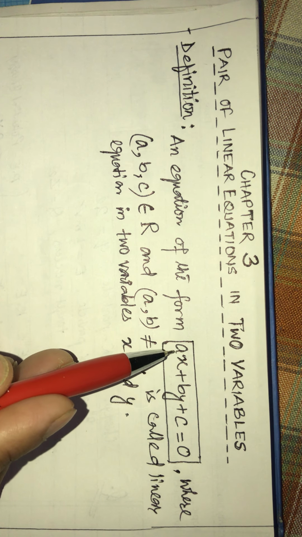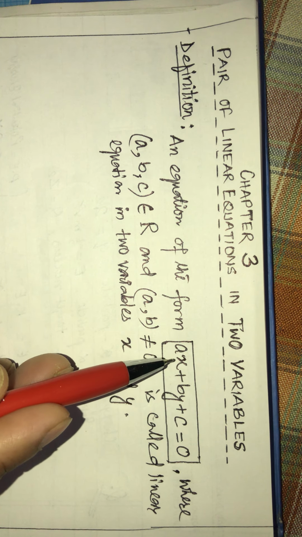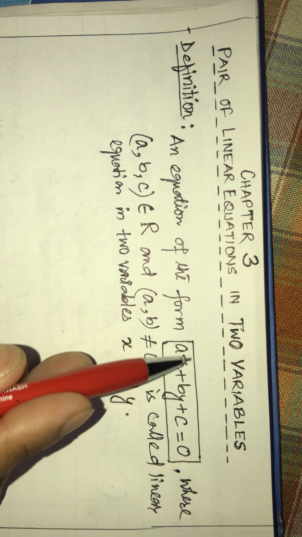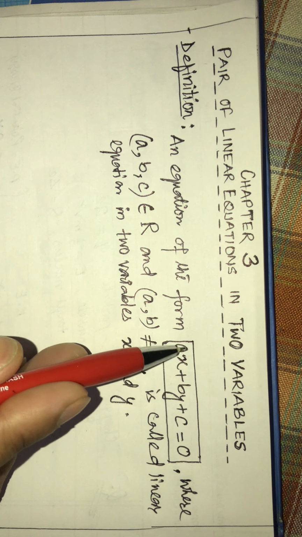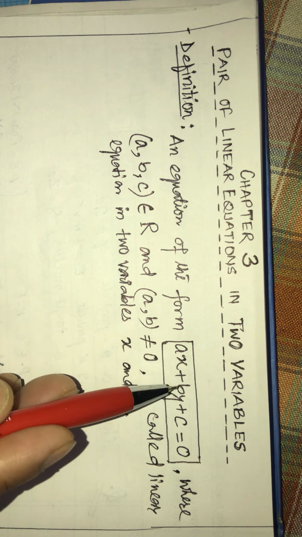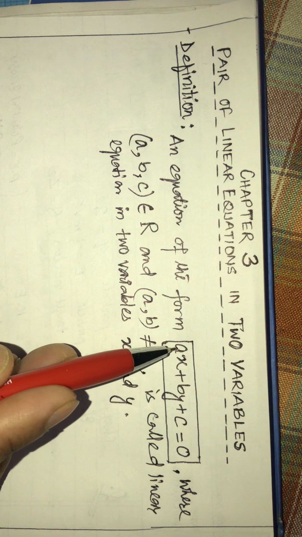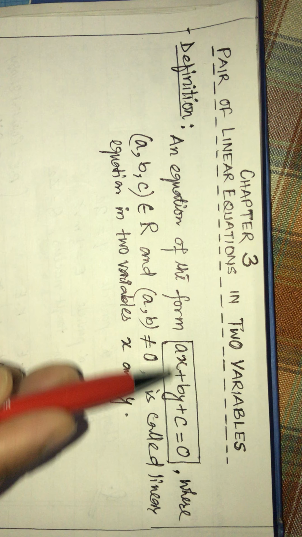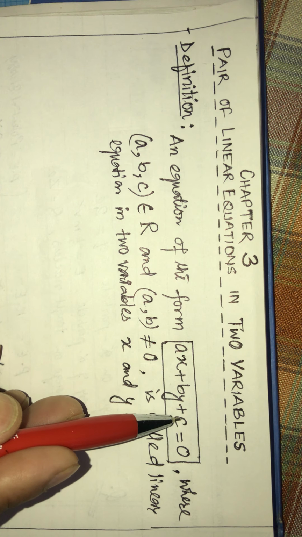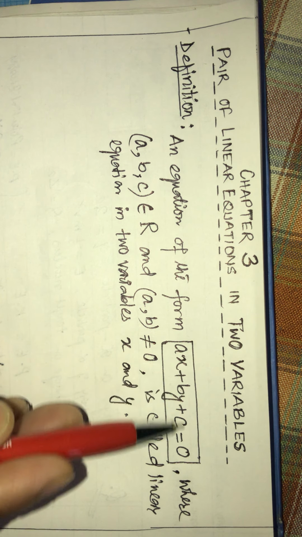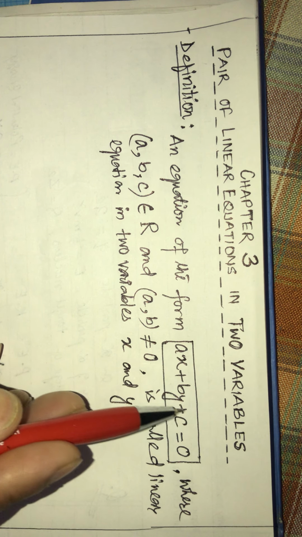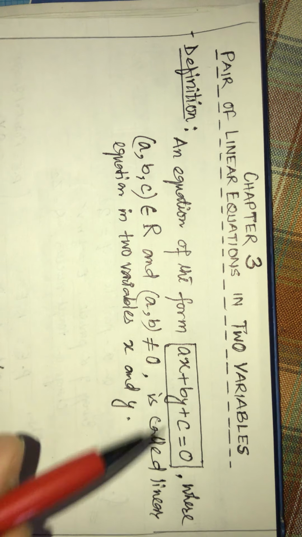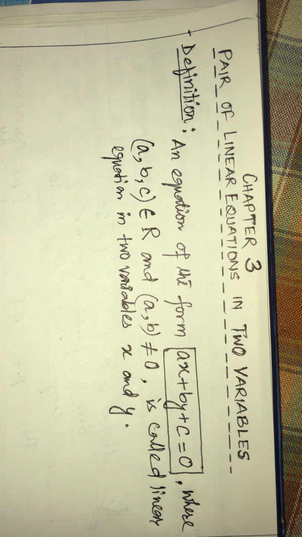It can be any real number, negative, fractional, or even irrational, like a number containing a root. So any real number can be kept in place of a and b, except 0. C can be 0, like ax plus by equal to 0, leaving out this c. That is possible. C can be 0. Okay, so this is how we define a linear equation.